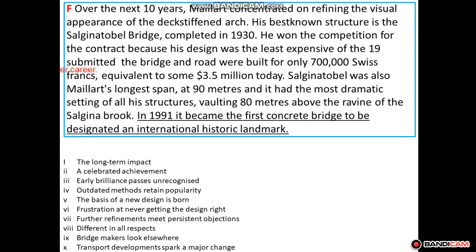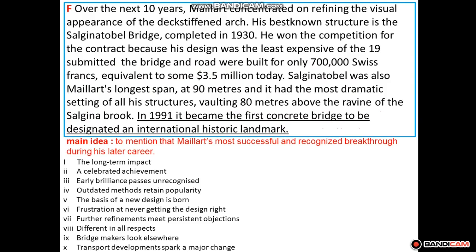Well, the main idea of it is to mention that Miller's most successful and recognized breakthrough during his later career. And where is it? It's in the first and the last sentence. Okay, you see, they help you. You have to look at the concluding, the last sentence of the paragraph. Don't forget it. If it exists, you will find it. You will be able to find it out.